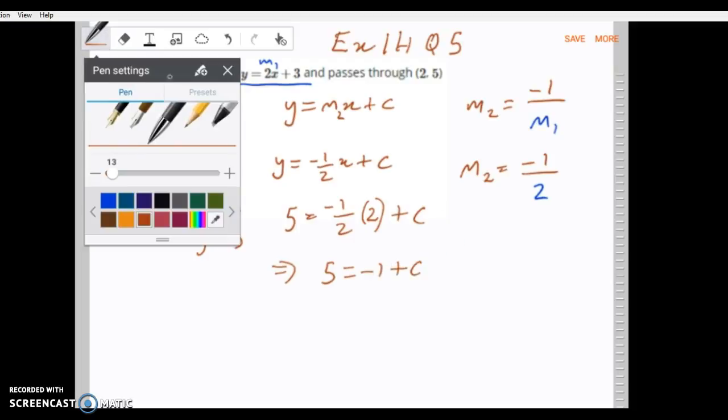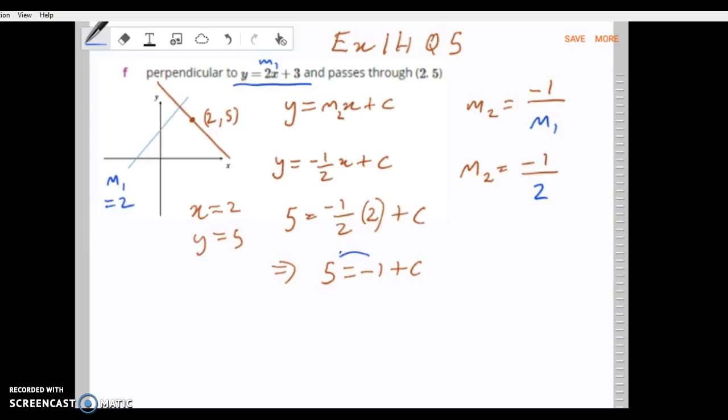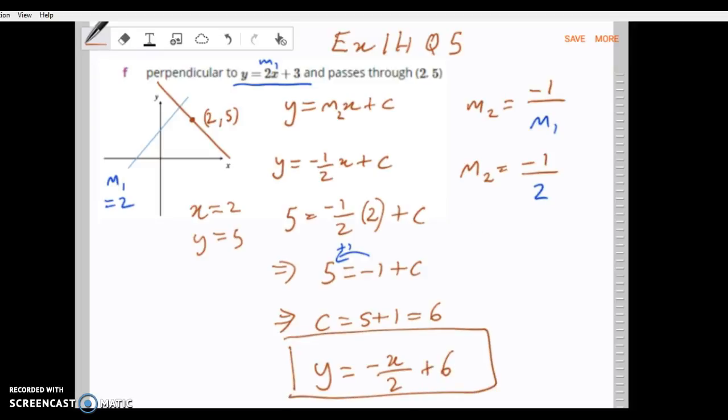Take the -1 over, becomes a +1. So this means that the y-intercept for our equation is 5 plus 1, which equals 6. So once again, we write down the equation, we put that c value in there, the y-intercept. y equals -x on 2, or you could write -1/2 x, same thing, plus 6. And there's the equation of our line there.